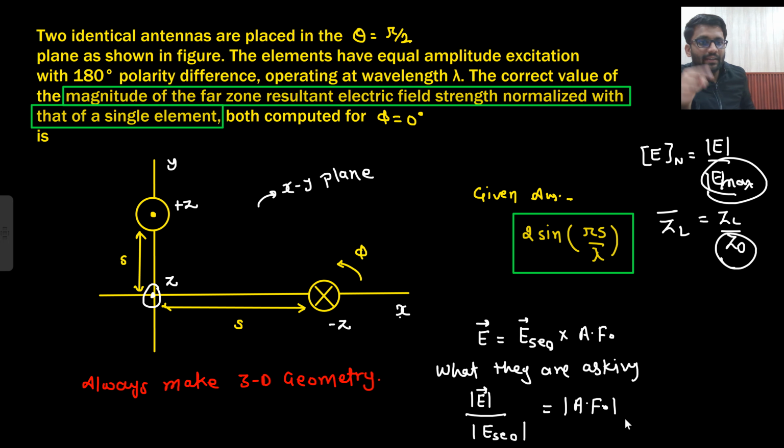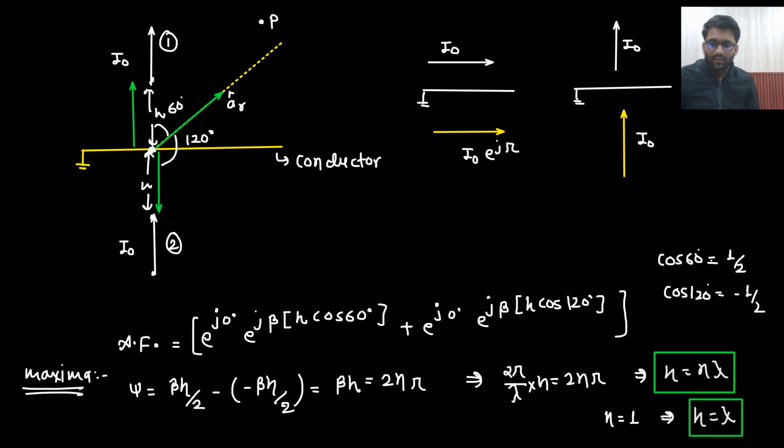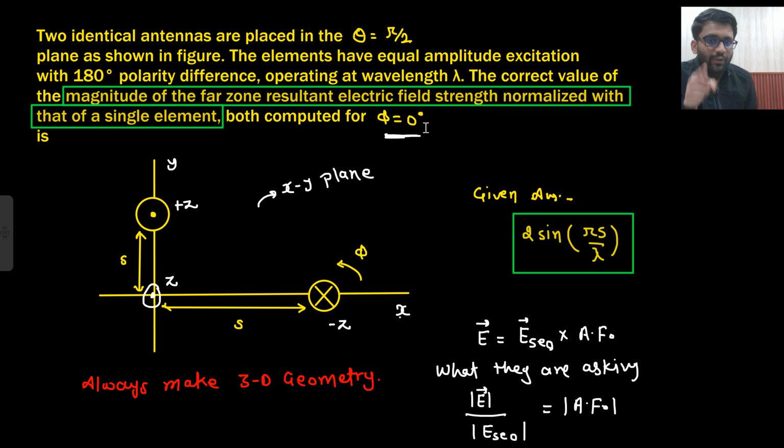Total electric field normalized with the single element electric field. That means they are asking the magnitude of the array factor. Do you get this point or not? So I need to calculate the magnitude of the array factor, and that I know how to calculate. Very easy thing. And the second thing they are saying: both computed for phi equals 0 degree. That means where is your point P? Your point P is at phi equals 0 degree. And where is phi equals 0 degree? XZ plane, theta equals 90 degree. Which plane? XY plane.